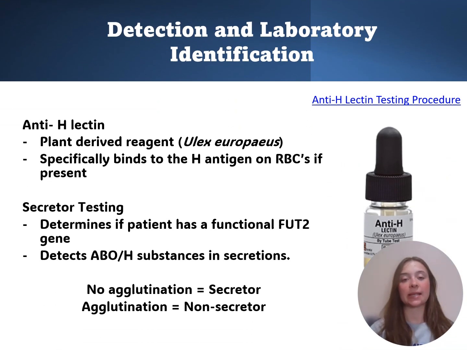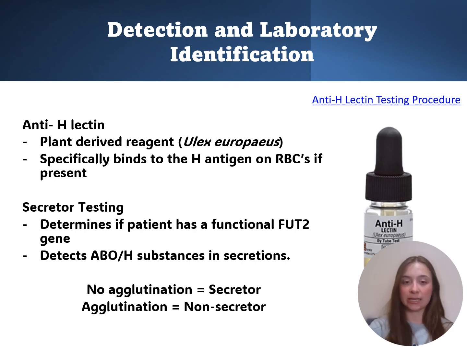Anti-H lectin is a plant-derived reagent. It specifically binds to the H antigen on red blood cells if present. How the blood bank uses this reagent is by adding the patient's 5% red blood cell suspension to a test tube. They add the reagent, centrifuge, and then observe for agglutination. Para-Bombay individuals will have weak or no agglutination due to the absence of the H antigen.